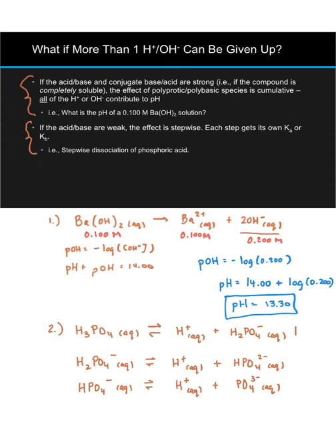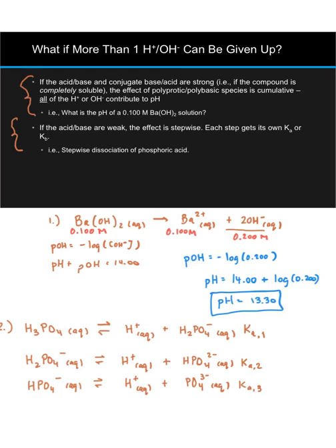There is an equilibrium constant for the loss of the first H+ from H3PO4, which we'll call Ka1. There's an equilibrium constant separate and distinct for the loss of a second proton, which we'll call Ka2. And for the loss of the final proton, which we'll call Ka3. Each of these deprotonation events, Ka1, Ka2, and Ka3, has a measurable equilibrium constant.